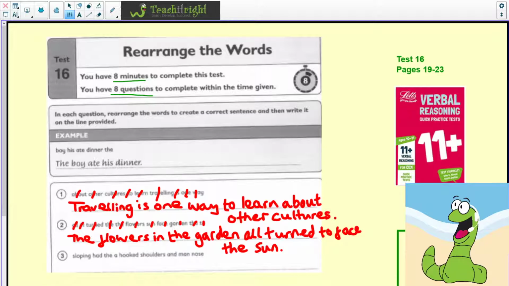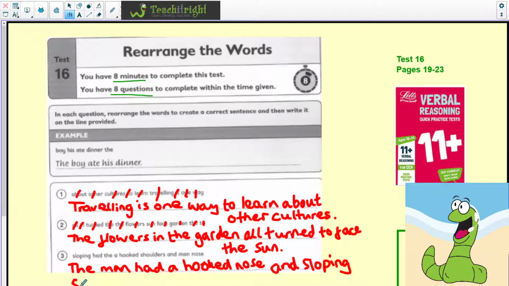Sloping had the a hooked shoulders and manned nose. So the sentence here is the man had a hooked nose and sloping shoulders. So let's just write that out. The man had a hooked nose. Often how you can describe someone's nose. A hooked nose. Sorry, my K is not very clear there, but that should say hooked nose and sloping shoulders. So not broad necessarily, but they were sloping. Sloping shoulders.